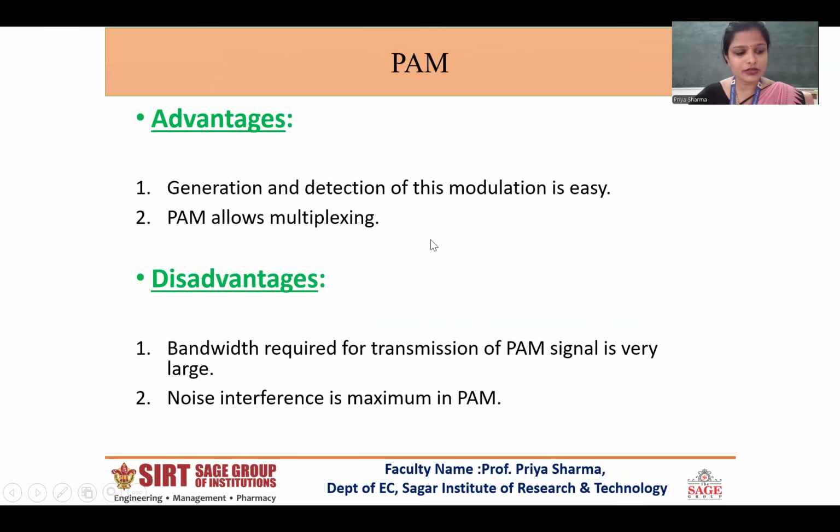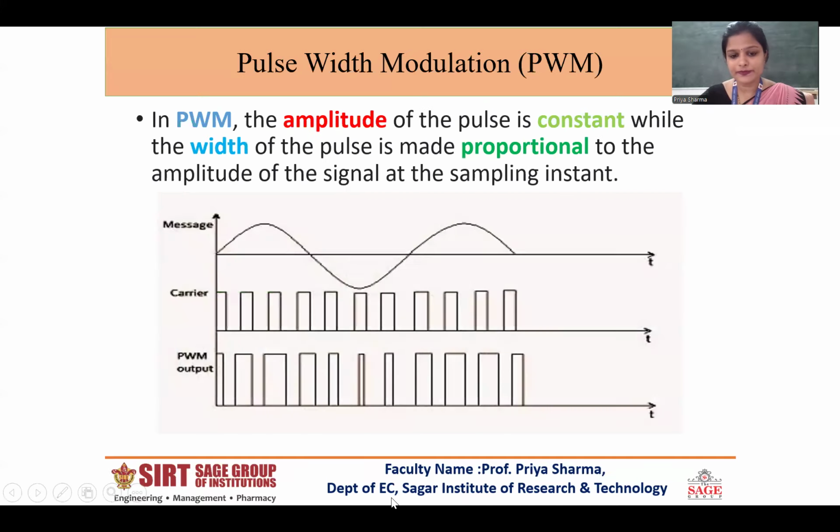What are the advantages of pulse amplitude modulation? The generation and detection of this modulation is easy as sampling is going on, and pulse amplitude modulation allows multiplexing. Basically, time division multiplexing is used here. Disadvantages: the bandwidth required for transmission of the PAM signal is very large. Noise interference is very high in PAM because of the aperture effect.